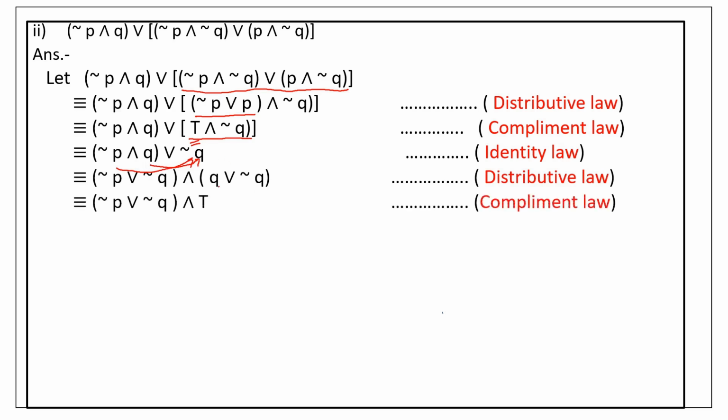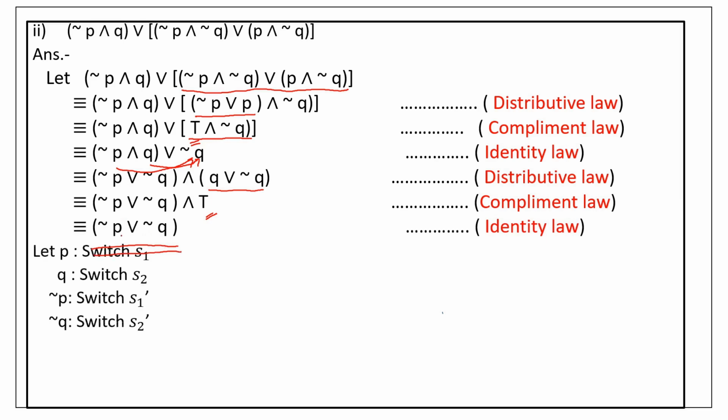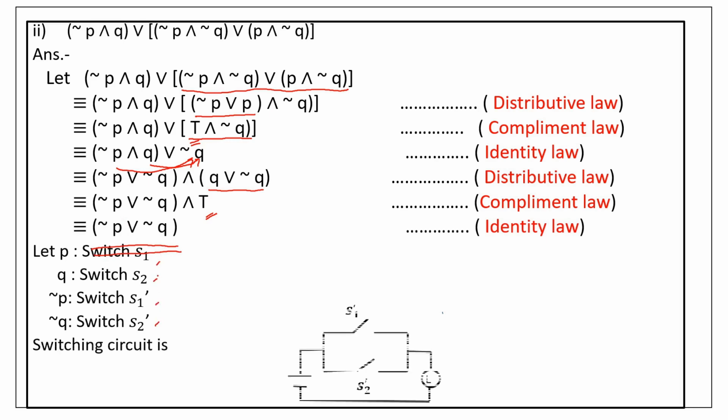Next, what will be this? Q or negation Q? This is T. Okay, so what do we get last? Negation P or negation Q by identity law. So this is the simplified circuit. As there are two switches S1 and S2, we write here this. And what will be the simplified circuit? See, negation P means S1 dash, and as OR is there, they are in parallel with negation Q, that is S2 dash. Okay, so you have to draw the simplified circuit also. Thank you.